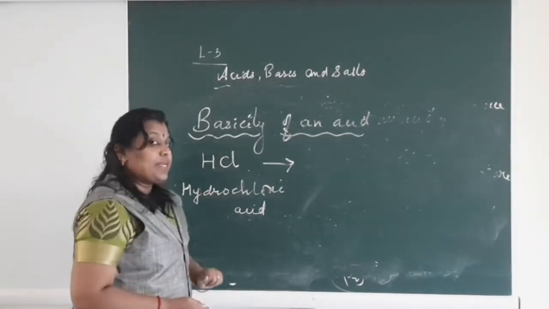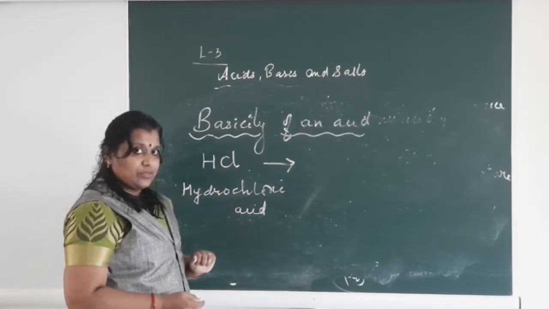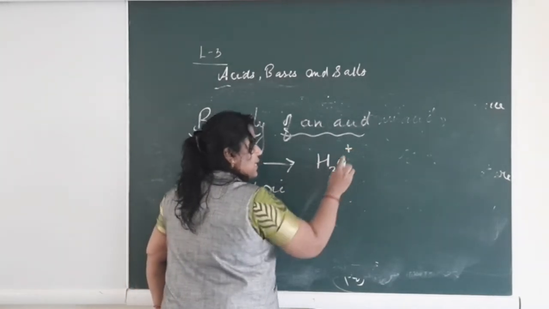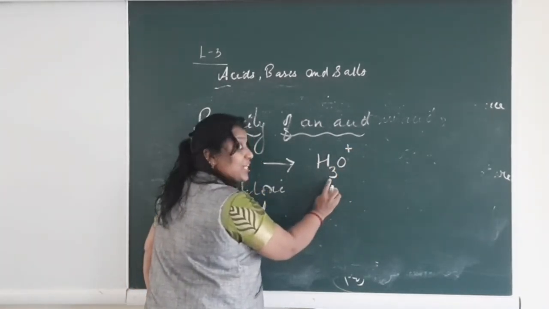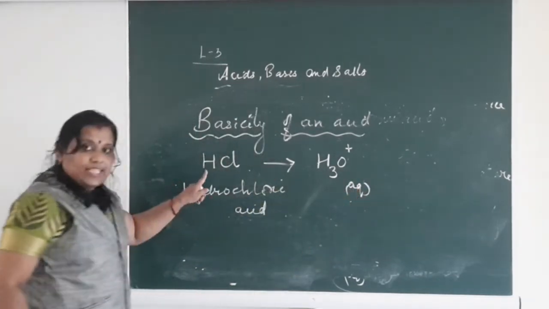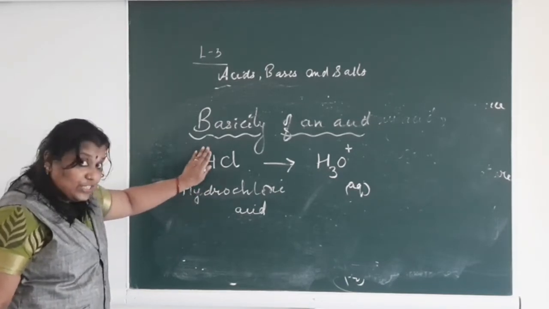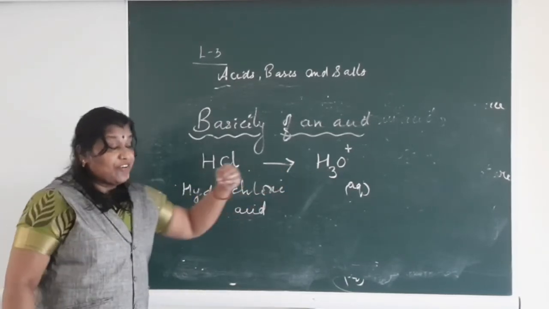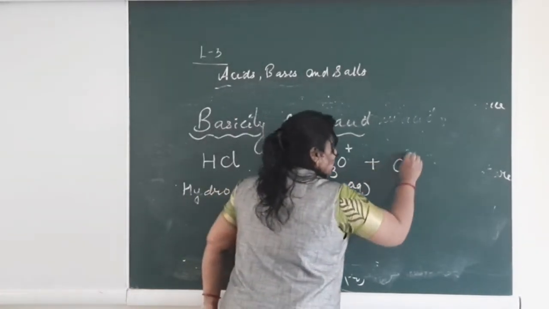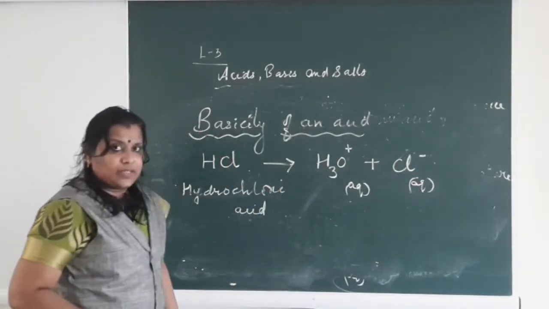You tell me how many H plus ions it furnishes. It furnishes 1 H plus ion, which I do write as what? Hydronium ion. Okay? This acid has one H, so how many hydronium ions does it furnish? It furnishes a single hydronium ion. And I do write down aqueous, that makes it more specific.